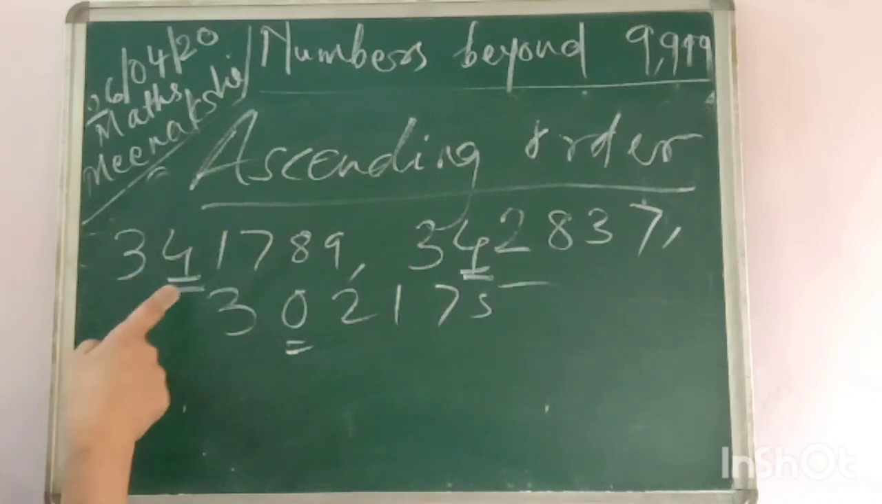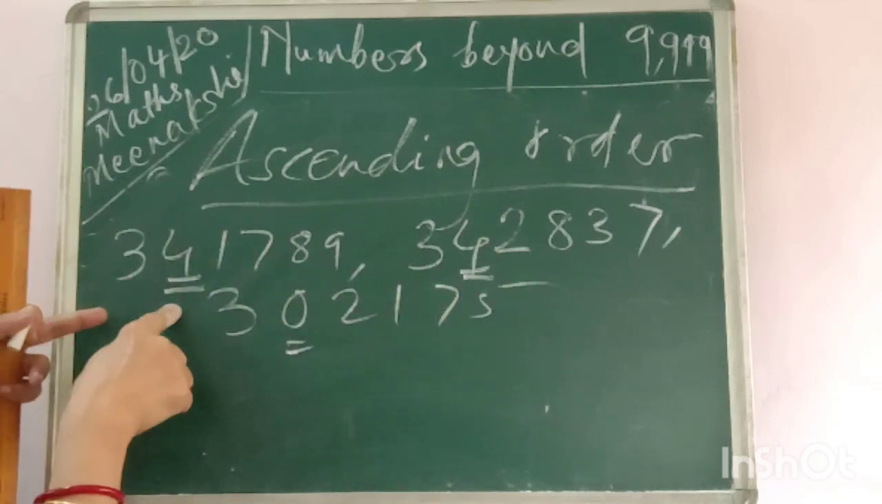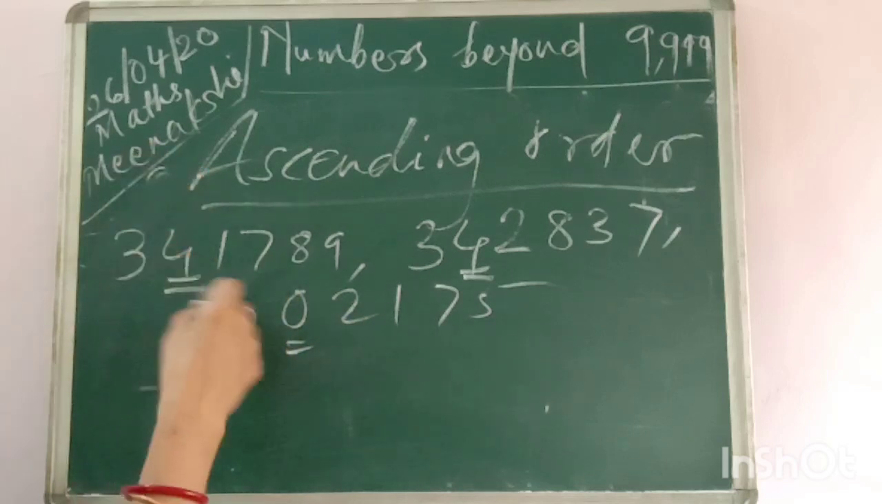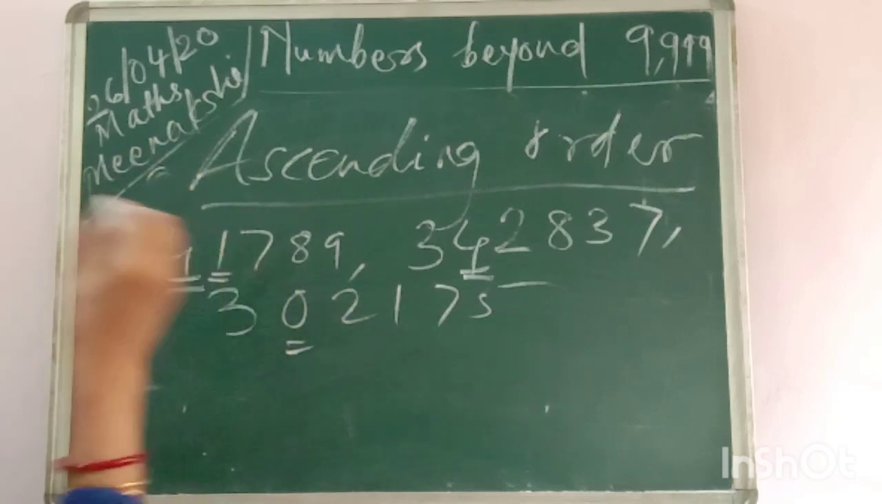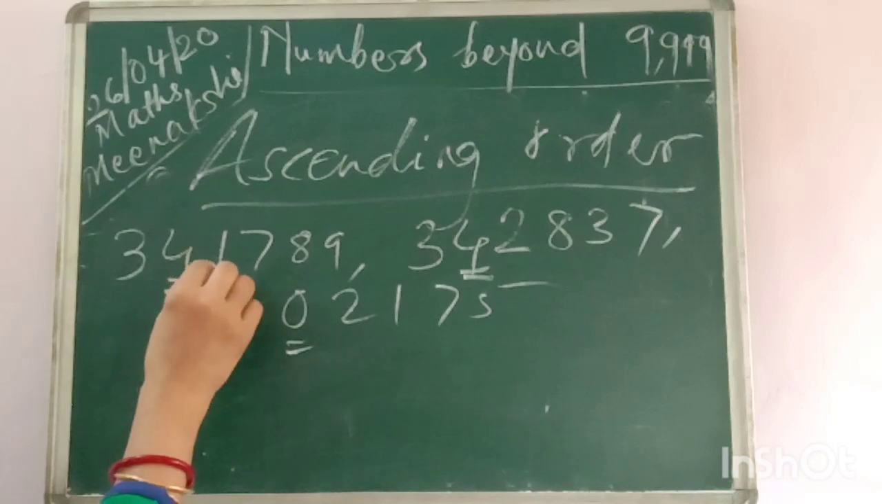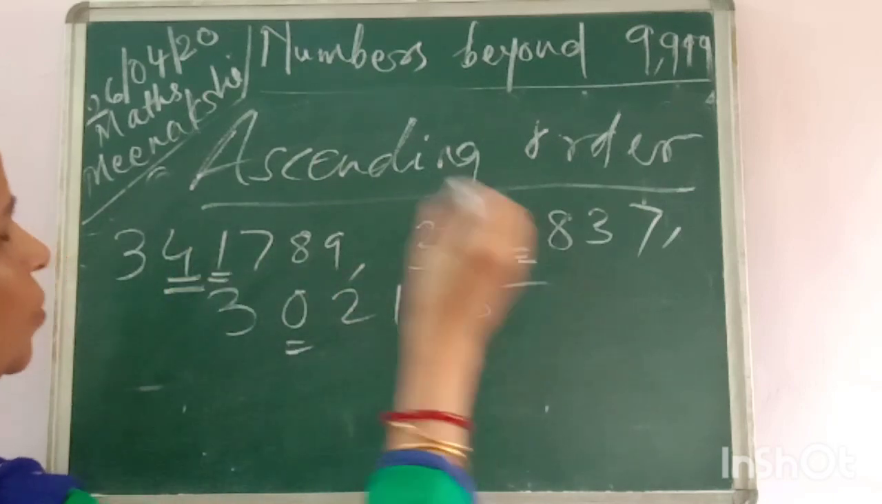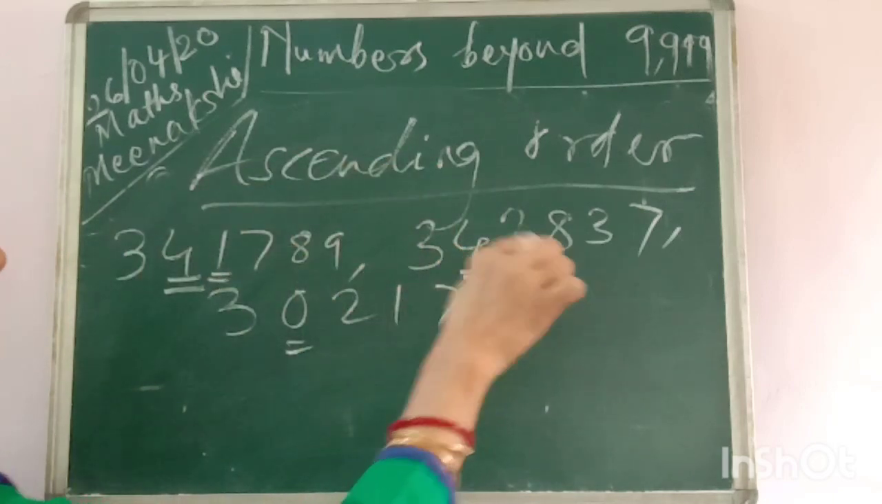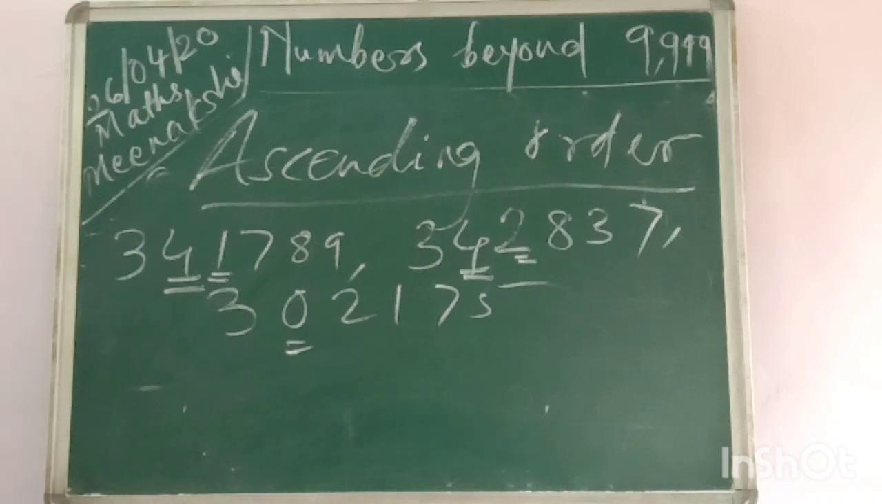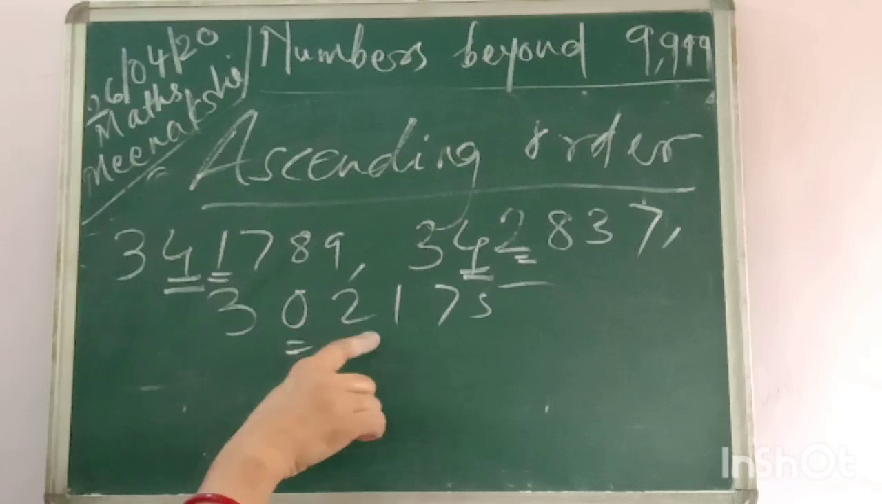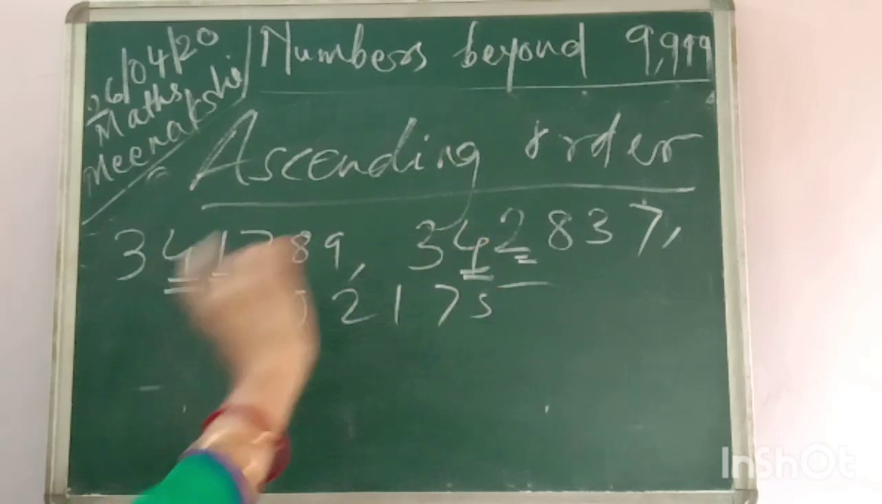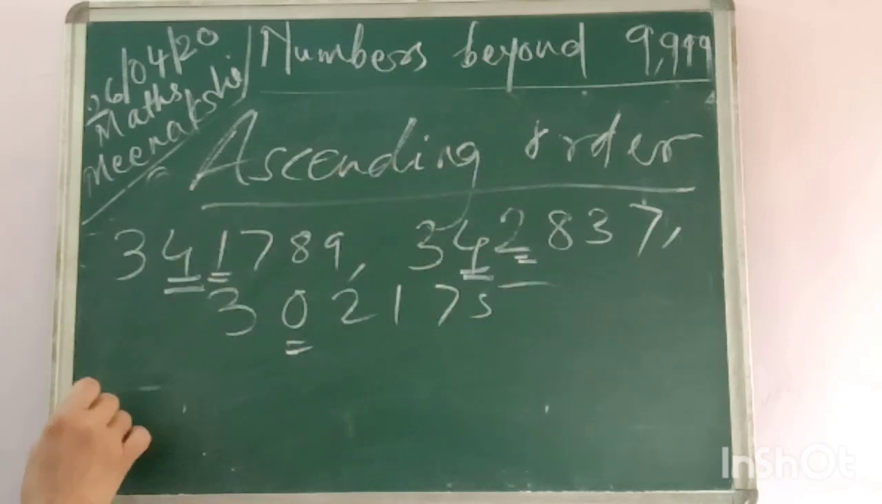But here again, as the second digit is the same, now we will go for comparing the third digit. In this number, the third digit is 1, but here it is 2. So this number must be smaller than this number. And here the second digit is 0, which means this must be the smallest among the 3 numbers. So how will we arrange in ascending order?